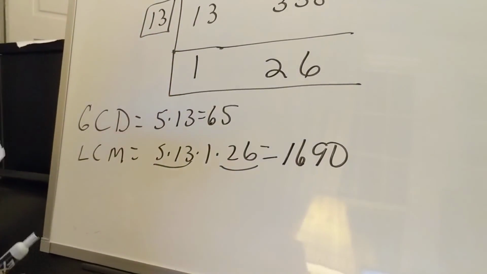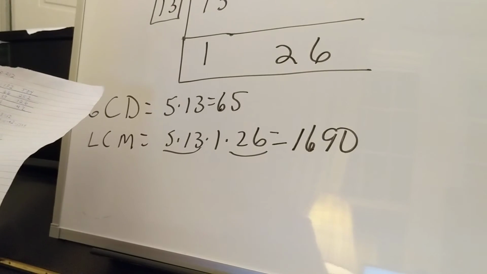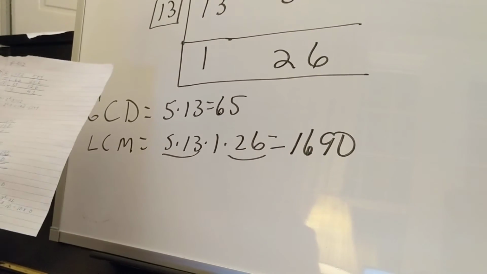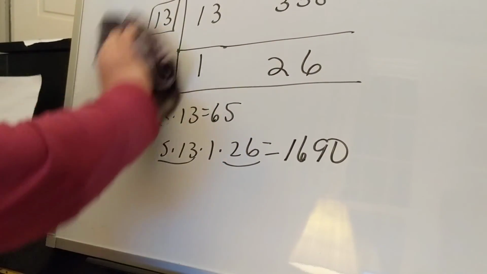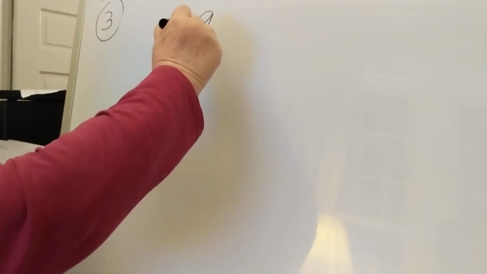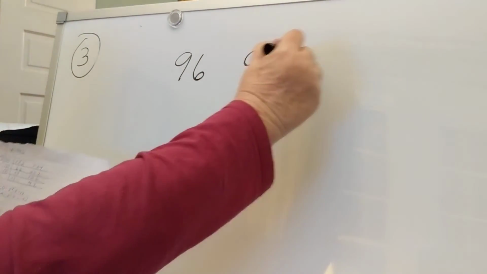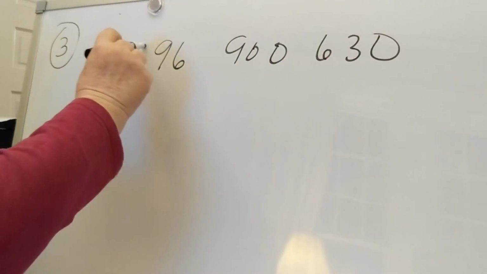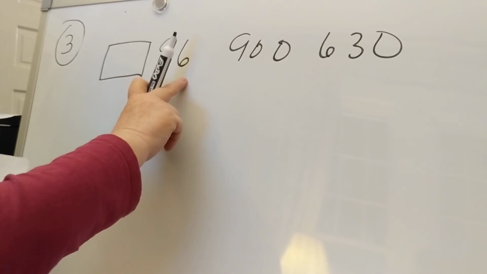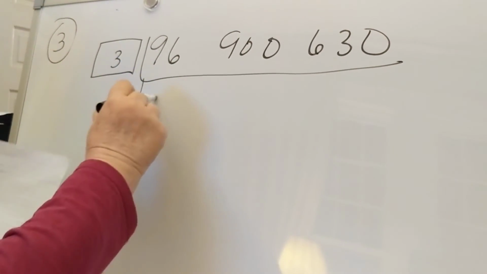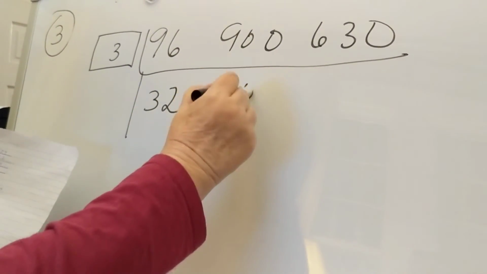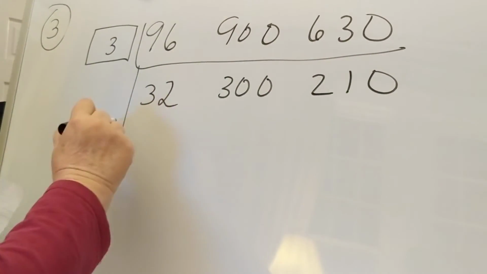Let's see. For C, we had 3 numbers: 96, 900, and 630. Let's start off with 10. No, I can't because that's 96. Let's start off with 3. And that would be 32, 300, and 210. That's just doing the division.